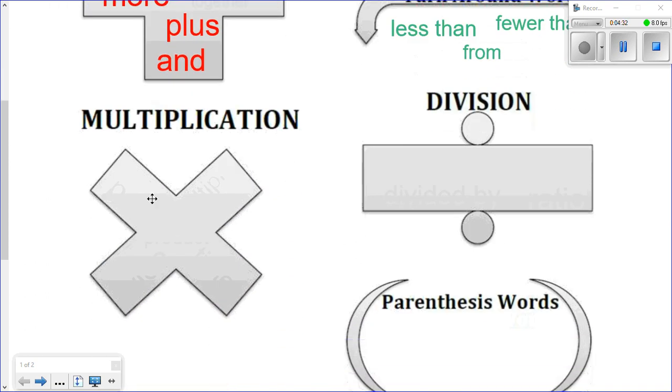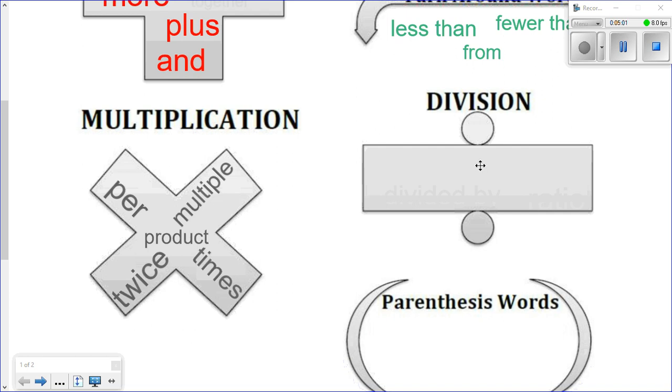Next is multiplication. Some multiplication words are per. If you do 15 miles per hour, you're doing 15 times the number of hours to find out how far you go. Multiple is another one. Twice specifically means you're multiplying by 2. Times. And product. Product is the result you get when you multiply things together.